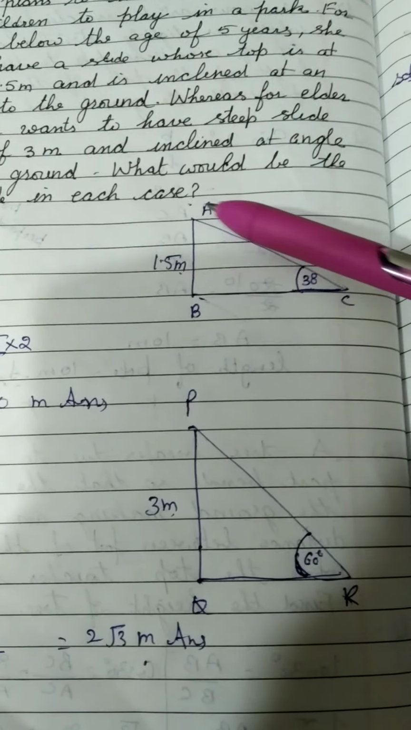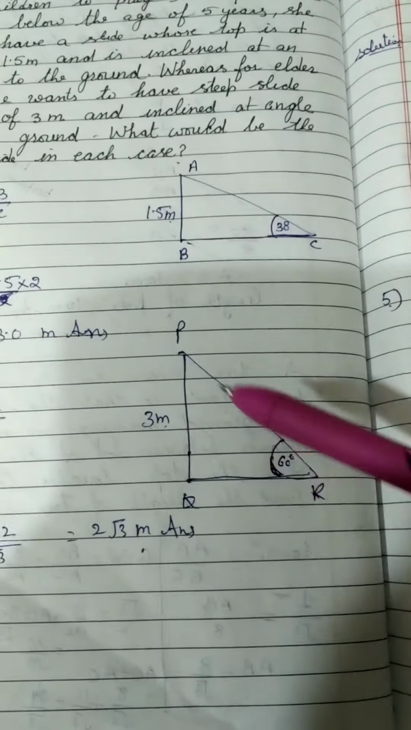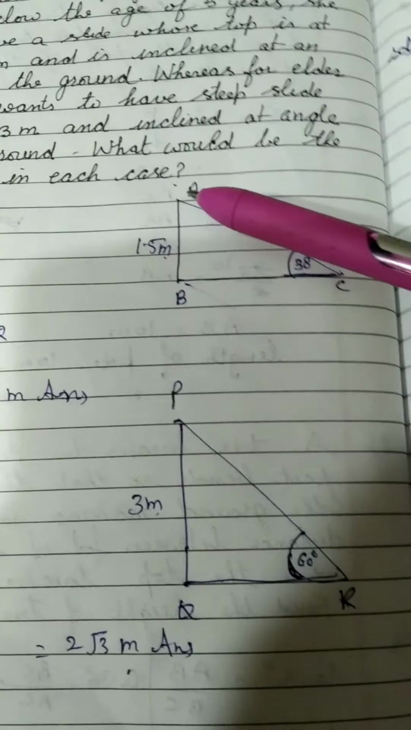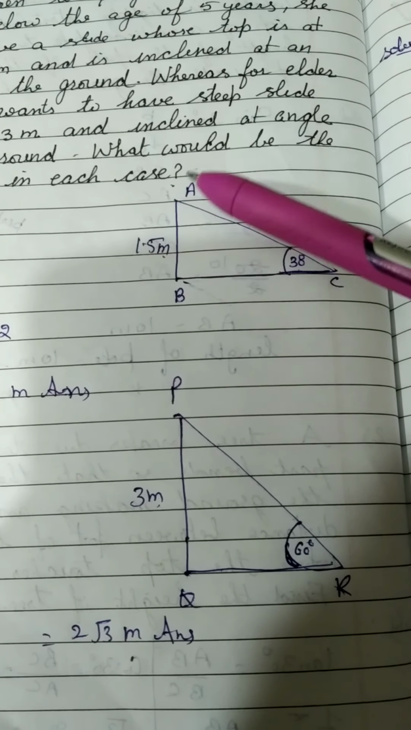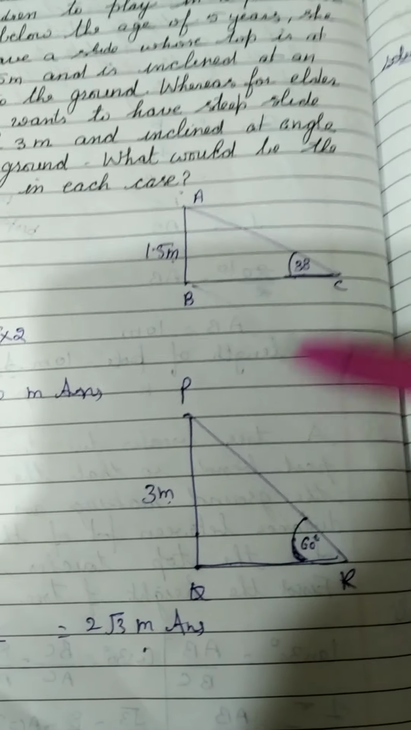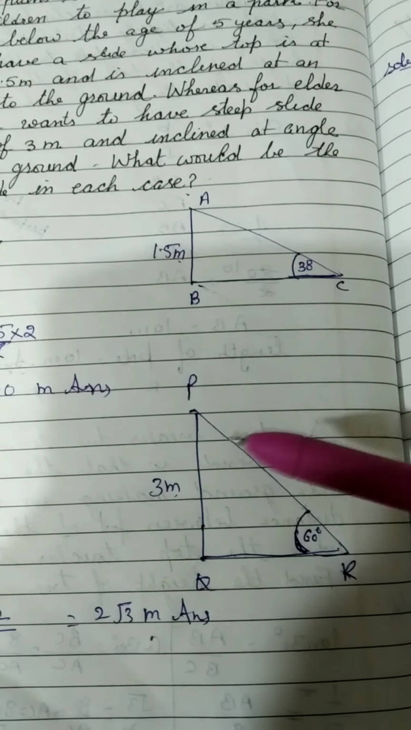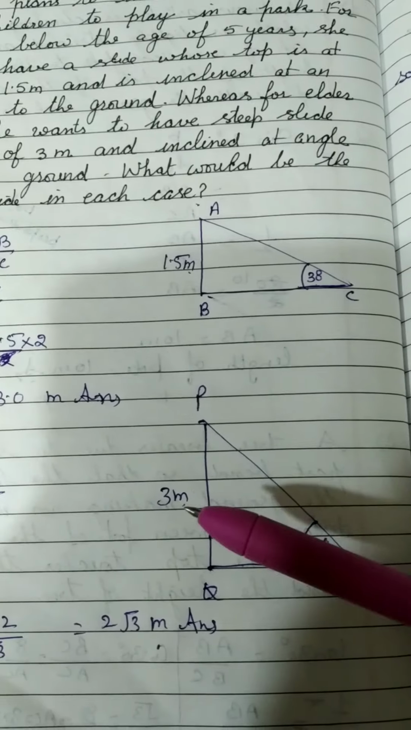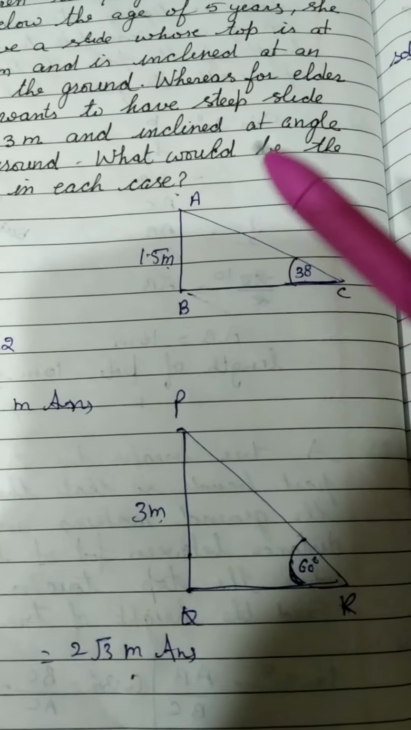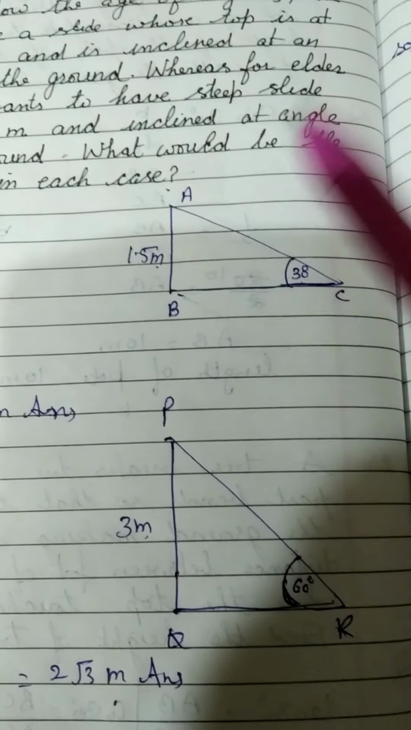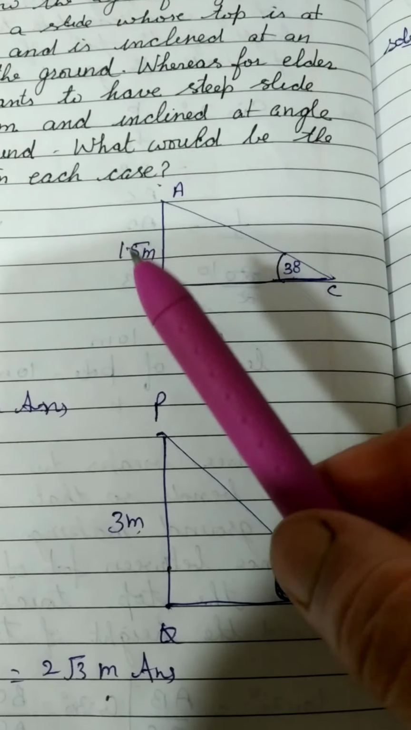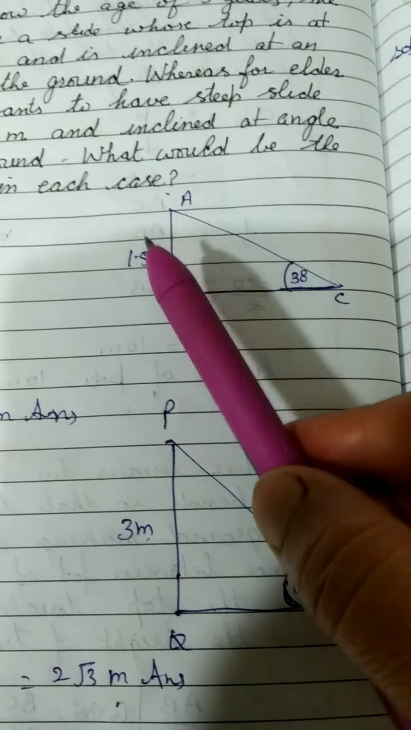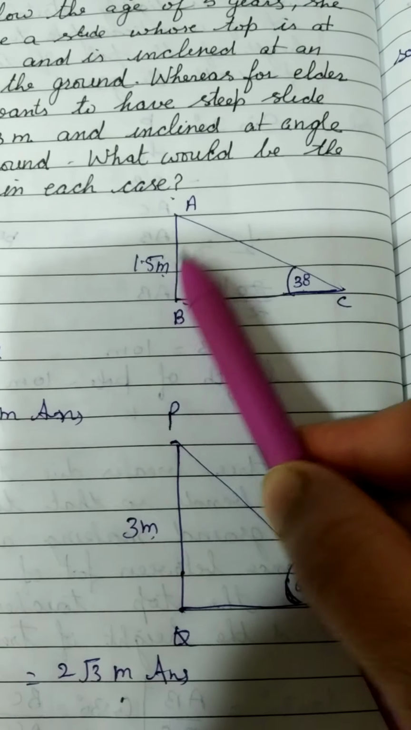In this case the length of slide is AC and in this case the length of slide is PR. Now in this right angle triangle we have to find the hypotenuse. In this right angle triangle also we have to find the hypotenuse. Here we know the perpendicular and here also we know the perpendicular. Now which trigonometric ratio can satisfy our answer? That is perpendicular upon hypotenuse, because we know the perpendicular.